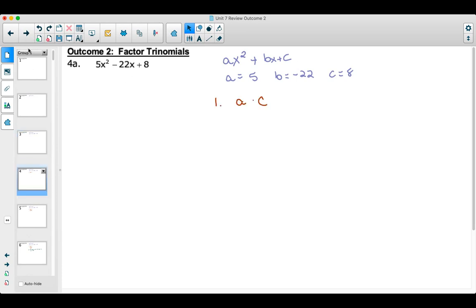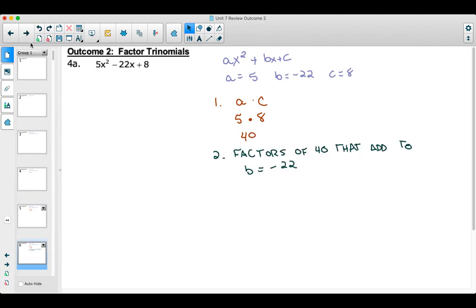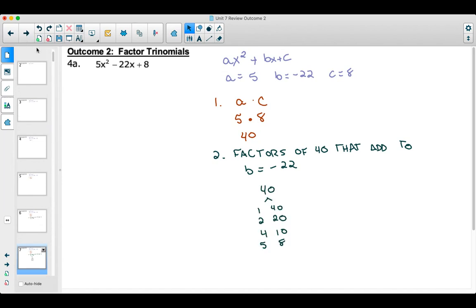Next, we're going to multiply a times c. So 5 times 8. 5 times 8 is 40. And then we're going to find the factors of 40 that add to b, which is negative 22. The factors of 40 are 1 and 40, 2 and 20, 4 and 10, 5 and 8.